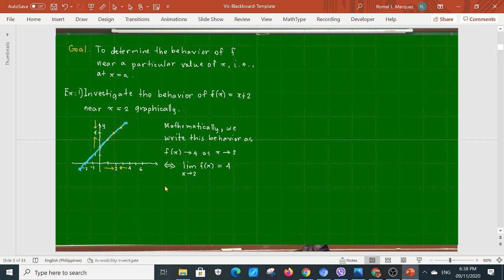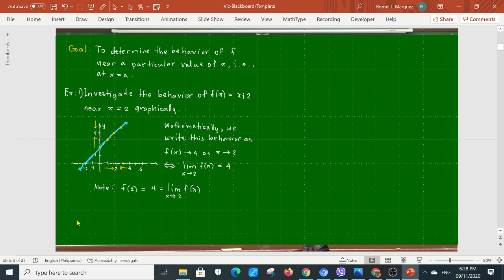Okay? And take note that it so happens that f of 2 is equal to 4, and that is also the limit. So there are possibilities that the limit is equal to the function value, like in this case, but not all the time. Okay, so let's have another one.